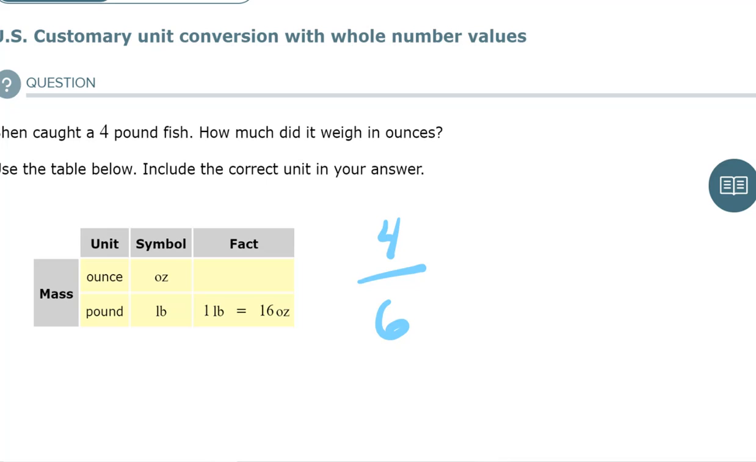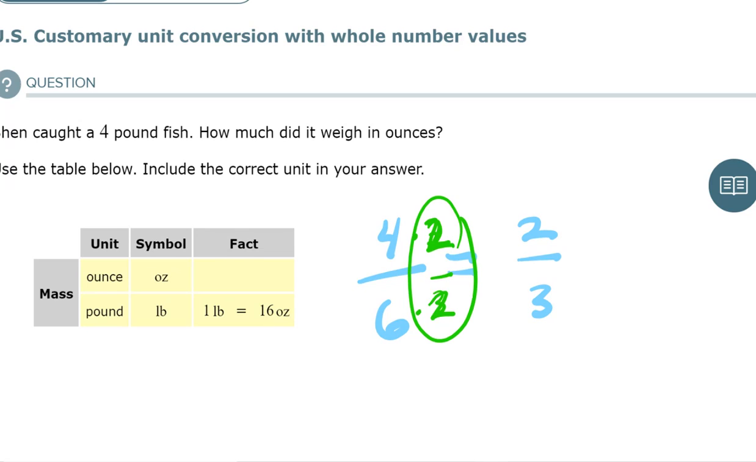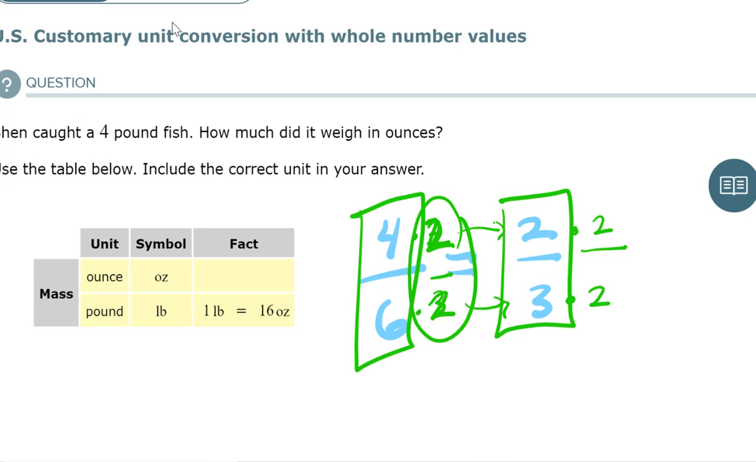4/6, which is the same as 2/3. Now, those are the same thing because if I take the top and the bottom for 4/6 and I divide the top and the bottom by, not 3, but if I divide the top and the bottom by 2, 2/2 is 1, and that leaves me with 2/3. Or vice versa, if I were to multiply the top and the bottom of 2/3 by 2/2, 2/2 is 1, and that gives me 4/6. So these are the same amount, just expressed in different ways.